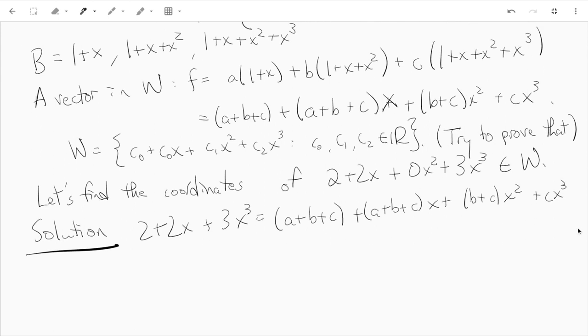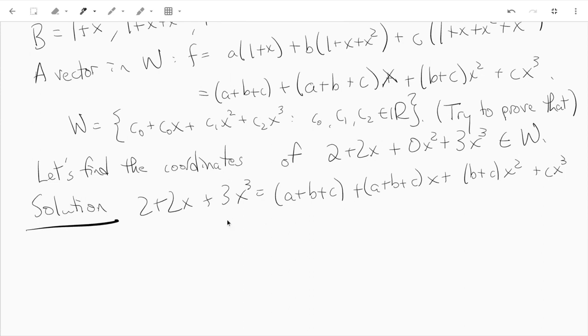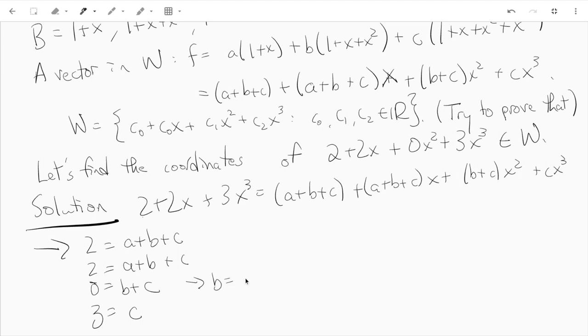Now when we look at an equality of two polynomials, two polynomials are equal if all the coefficients of each power of x are equal. So this equation of polynomials implies that 2 must be a plus b plus c. And it means that 2x is (a plus b plus c) times x, so 2 equals a plus b plus c. It means 0 equals b plus c. And it means 3 equals c. Okay, so c equals 3, b plus c equals 0, so b equals minus 3. Now b plus c is 0, so a must be 2.